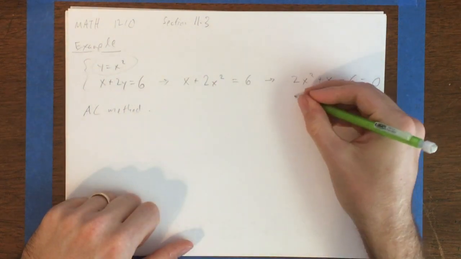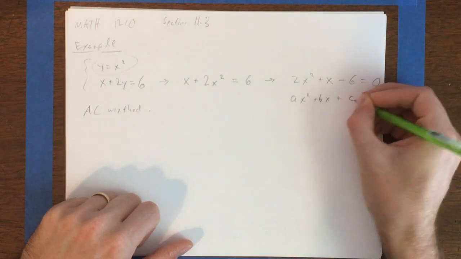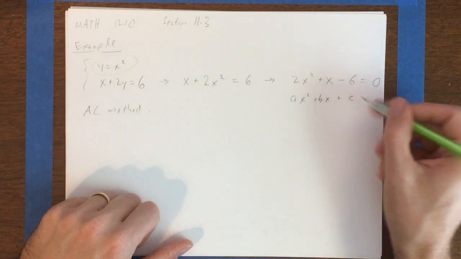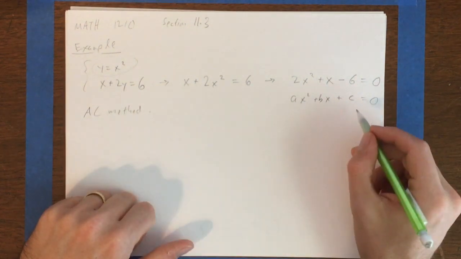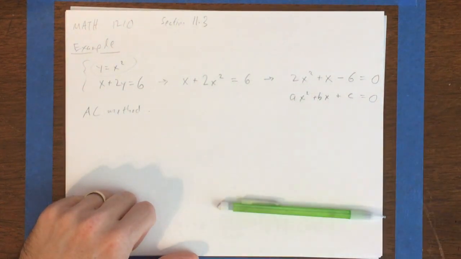So in this case, this is in the format ax squared plus bx plus c. So our a is 2, our b is 1, and our c is negative 6. So the AC method says, and I'm not going to explain really why this works because it just does. It sort of works out this way.